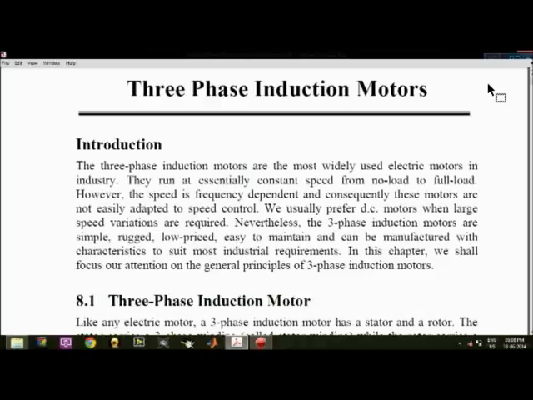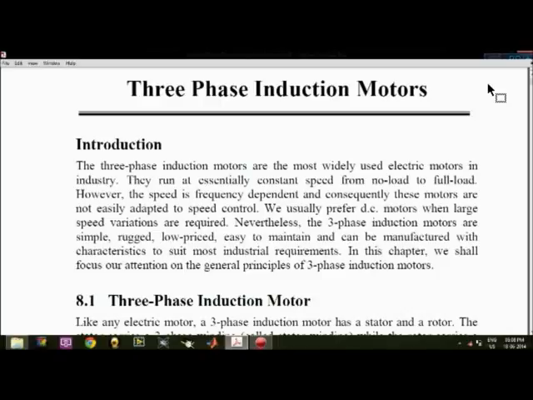These are the most widely used electric motors in industry. They run at essentially constant speed. The most important thing is they run at constant speed from no load to full load, and hence no such maintenance is required for this. But if we want different speed control, we must use DC motors.